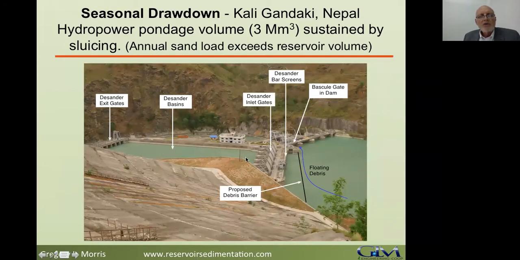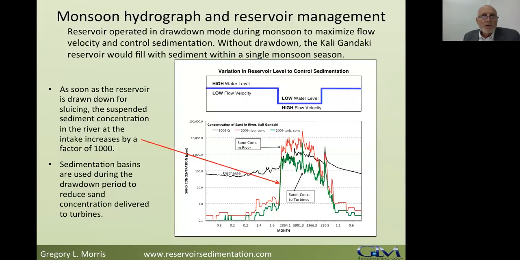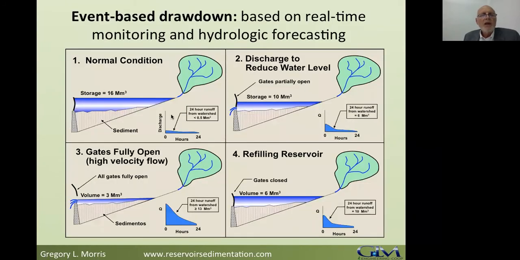This desander is only used for 3 months of the year. The rest of the year you don't use it because the reservoir is trapping all the sediment. And there's not much sediment being generated anyway. This river produces about 95% of the total sediment yield during the monsoon season.